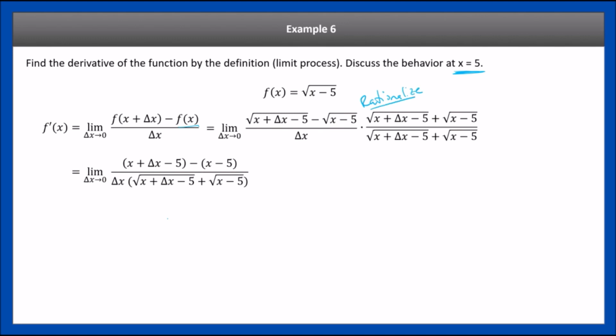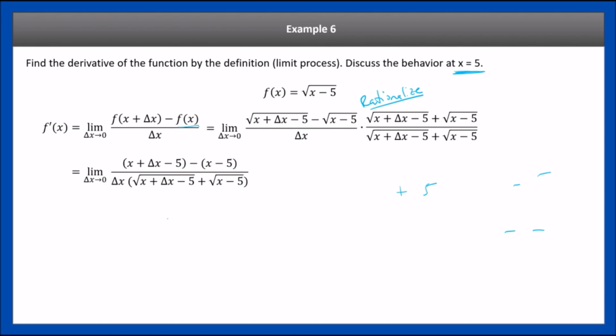Okay, so remember, to rationalize the numerator, we need to multiply by the conjugate. So for example, if I wanted to rationalize square root of 3 plus square root of 5, I would multiply that by square root of 3 minus square root of 5, okay? I would actually multiply by that. And if I multiply by that, that gives me 3 minus 5, which is negative 2. And then that gets rid of the radical, okay?